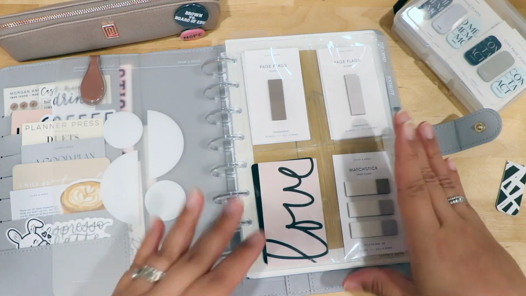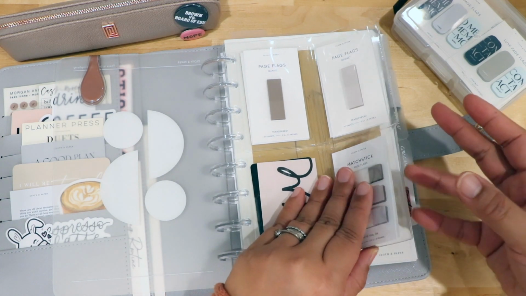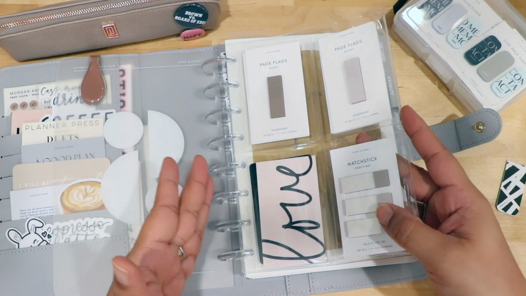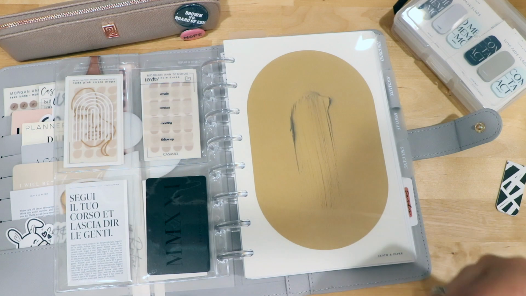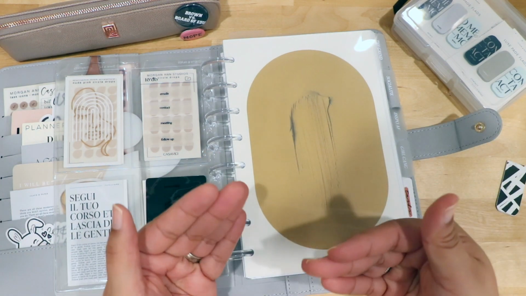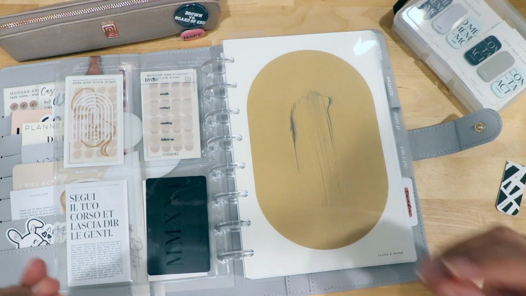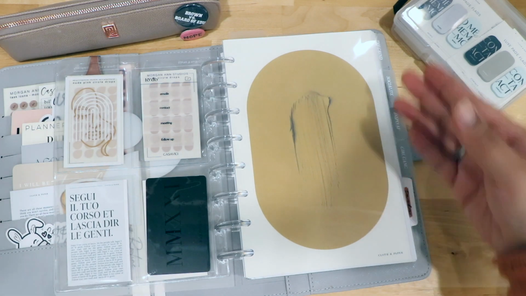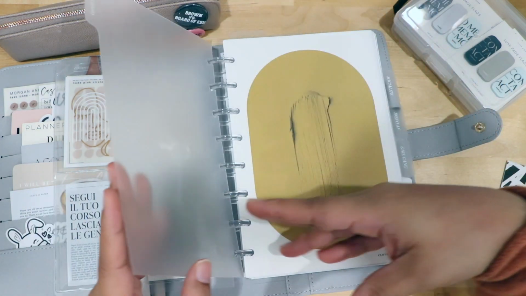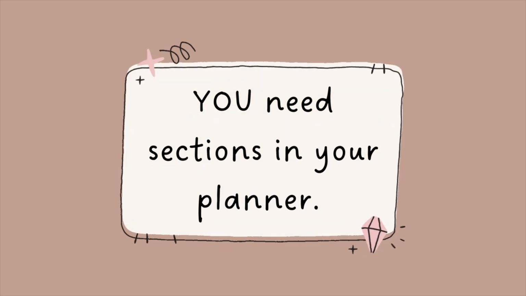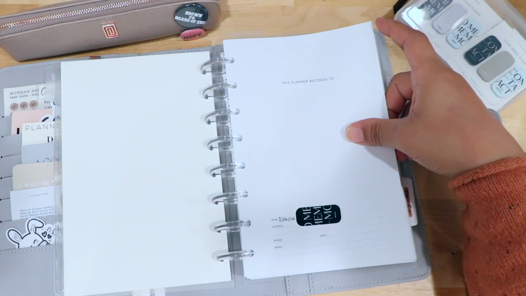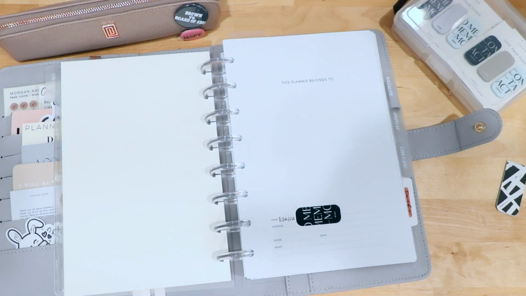You don't need all the bells and whistles. You do not need all these beautiful sections. These are fun. These are great. They are personalizing your planner and they add to your planner. But when it comes to planning, a lot of people ask, well, what do I put in my planner? How do I plan in that? We need sections. Sections are the most important thing.